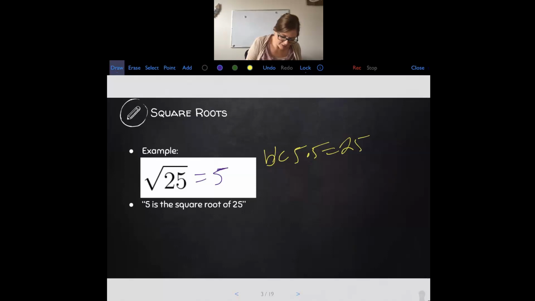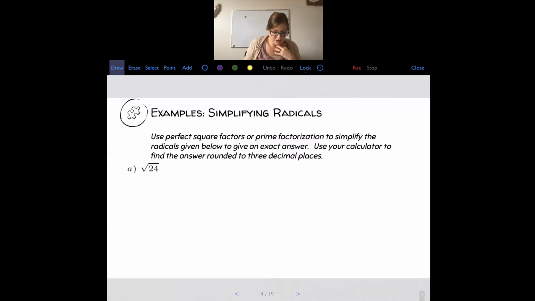One thing to note is this symbol here is called a radical symbol. You might see that during the lesson and maybe in some of the homework assignments as well. But what we're going to do is learn to simplify square roots that are not perfect squares, where we will still have a radical as part of our answer. With simplifying radicals, you can use perfect square factors or prime factorization to simplify the radical to get an exact answer. And then we're also going to use our calculator to find the answer rounded to 3 decimal places.